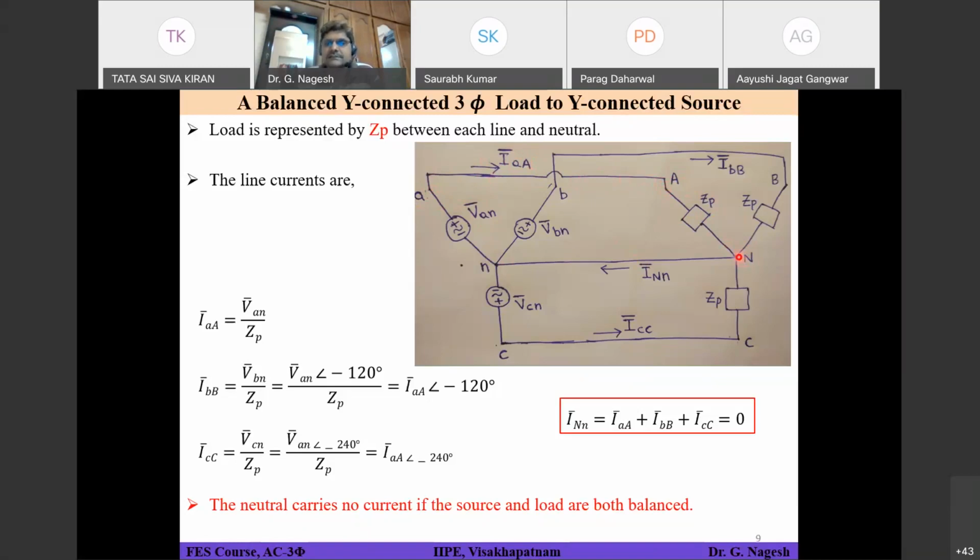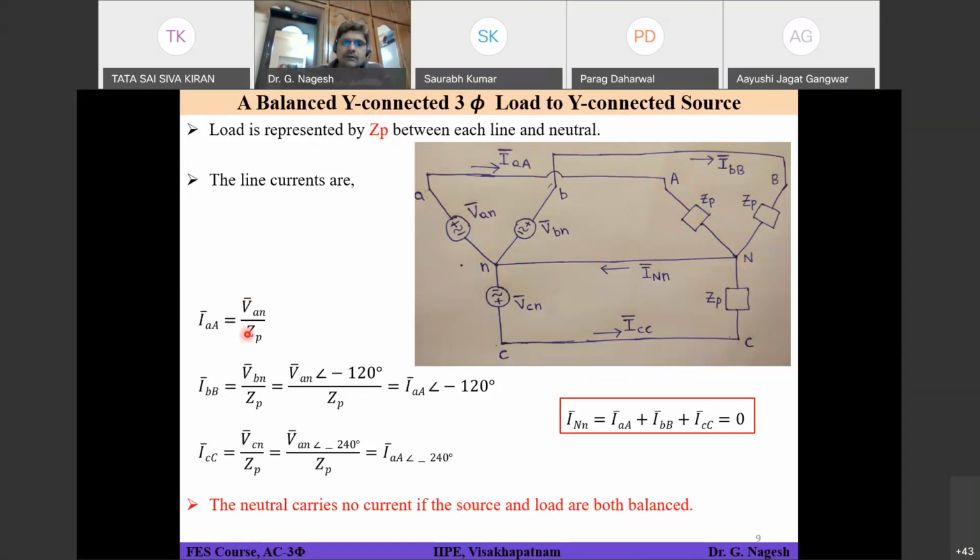Since in a star connected system, line current is in series with your phase winding, phase load, line current and phase current are the same. That means IAA is the same as I capital AN. Load impedance is represented by ZP between each line and neutral. So IAA is given as VAN divided by impedance ZP. Line current or phase current both mean the same.